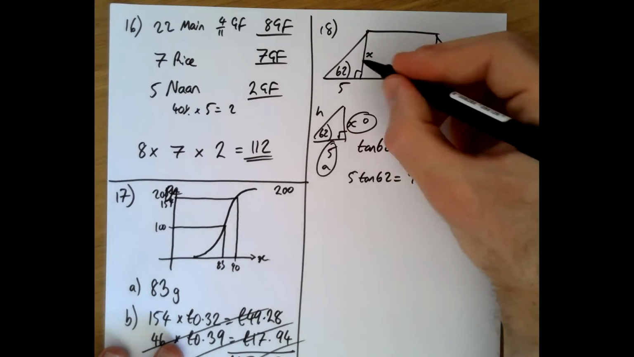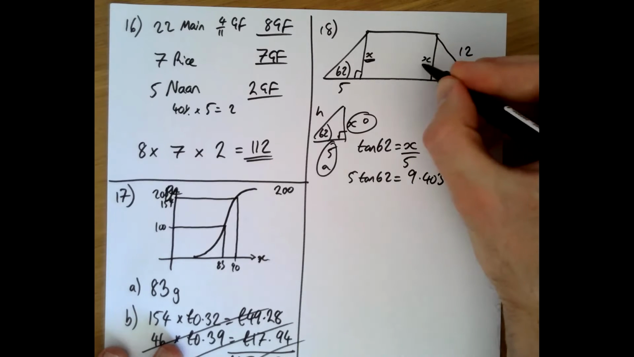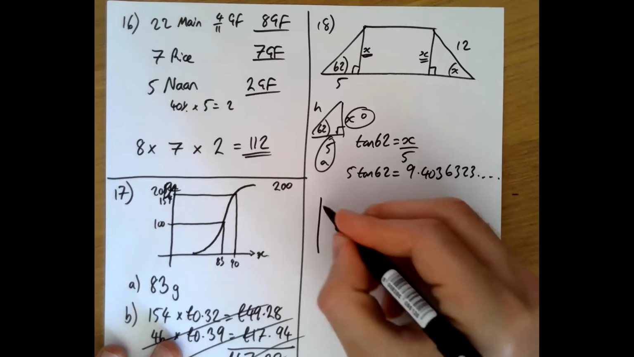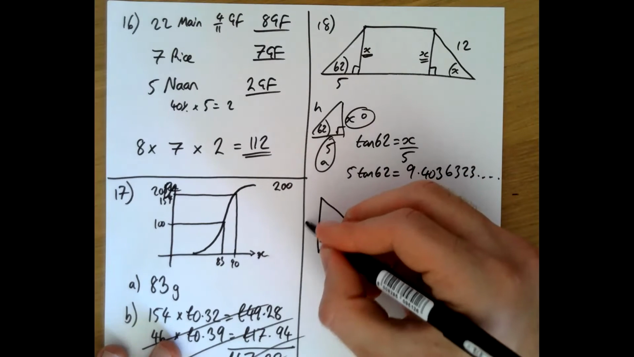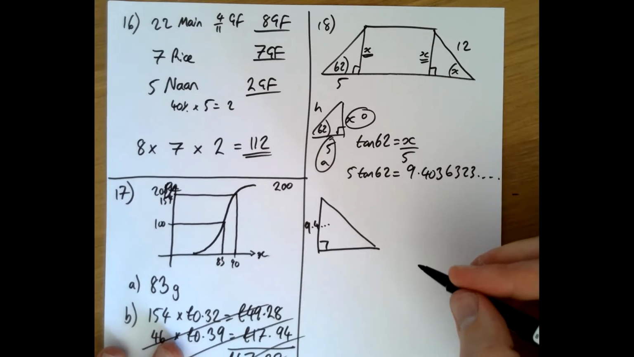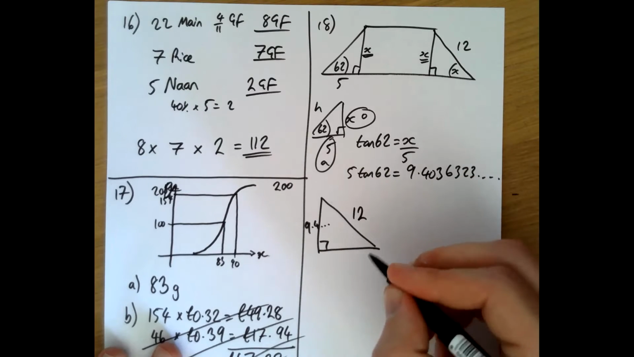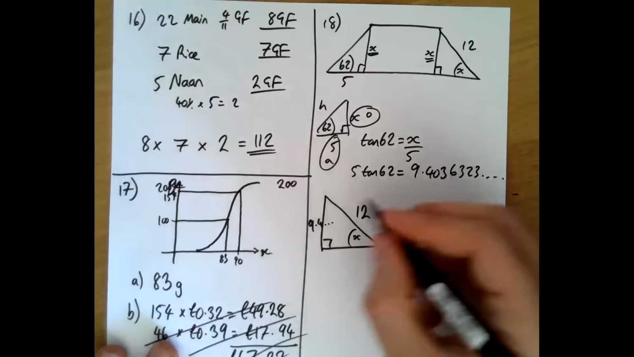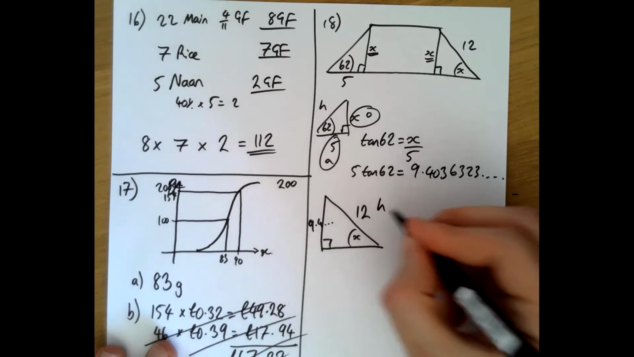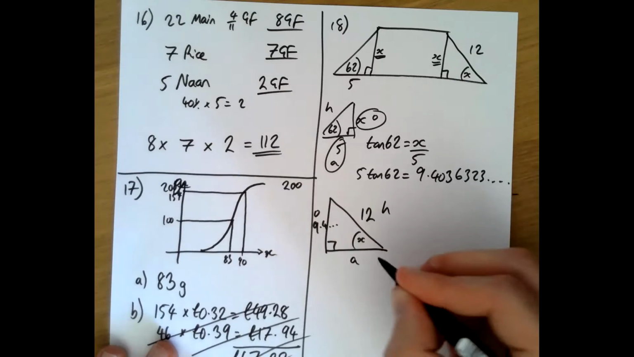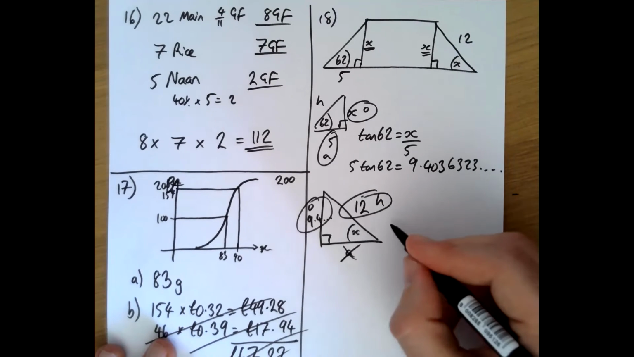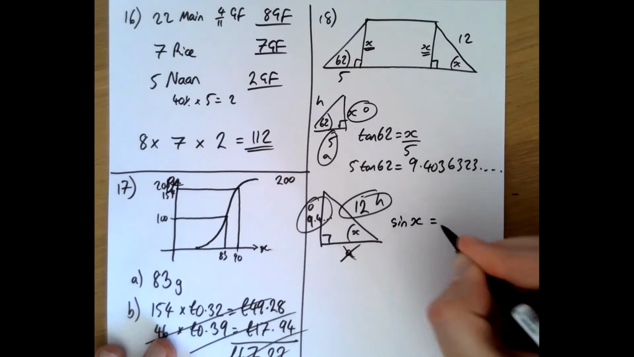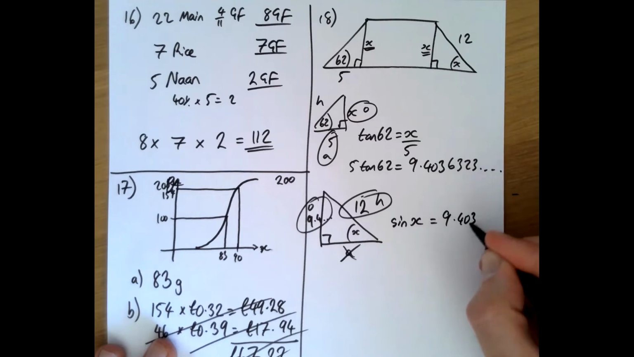So that length there is the same as that one there. If I draw my right angled triangle on the right hand side, this length we've worked out is 9.4 and so on. This hypotenuse is h, and we need to work out x. Again, it's trigonometry: hypotenuse, opposite and adjacent. This time I've got opposite and the hypotenuse. So I can do sine of my angle equals 9.4036 and so on, over 12.